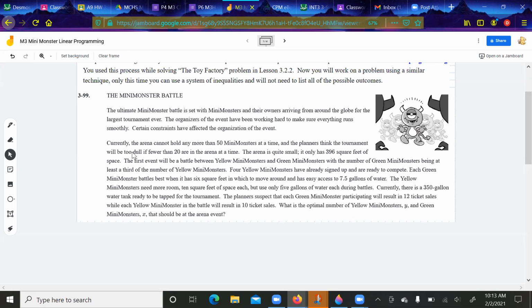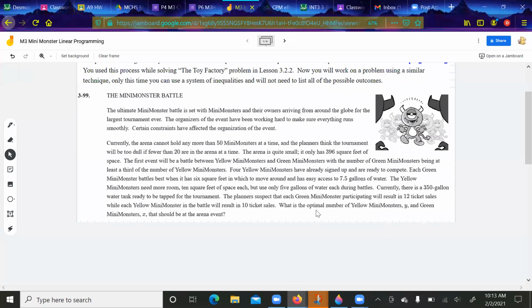Okay, currently the arena cannot hold any more than 50 mini monsters at a time. And the planners think the tournament will be too dull if fewer than 20 are in the arena at the same time. Okay, so it can hold only 50, but we want more than 20 or else it'll be boring. So between 20 and 50. And let's try and see what our variables are going to be.